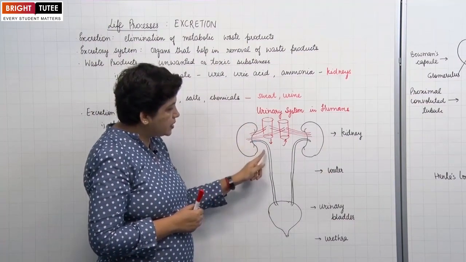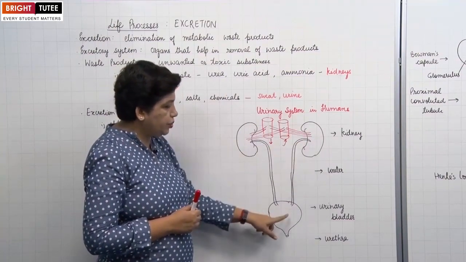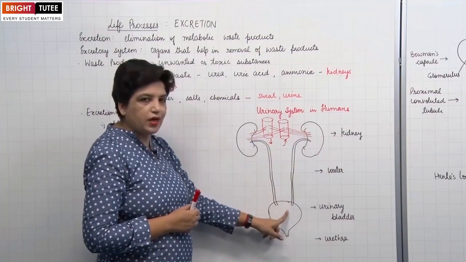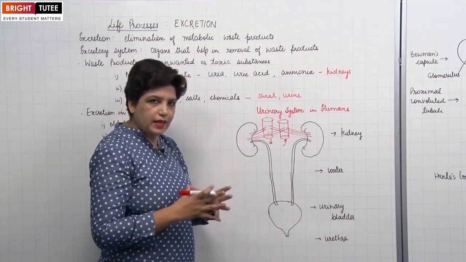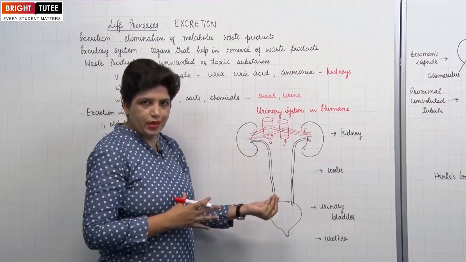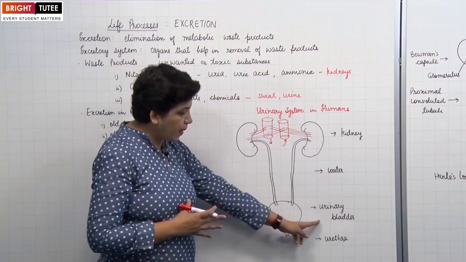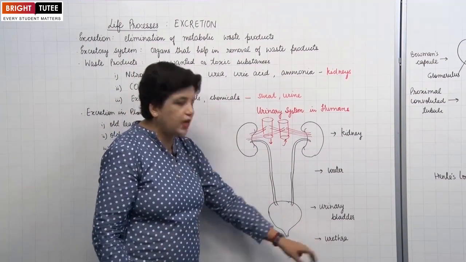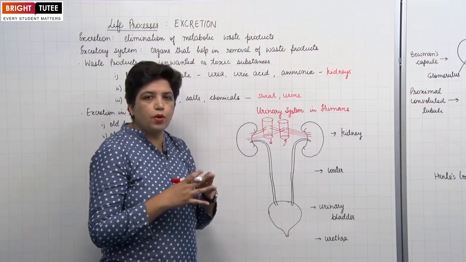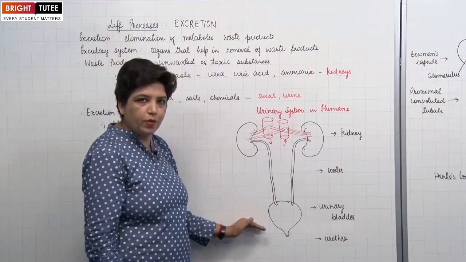The urine then passes through a tube called ureter. Ureter joins the kidney to the urinary bladder. It passes the urine made in the kidney to the urinary bladder. Urinary bladder is a distensible sac. It stores the urine temporarily. Then when the urinary bladder is full, the urine passes to outside through an opening called urethra. The opening of the urethra is controlled by a muscle sphincter. So this is the urinary system of human beings.